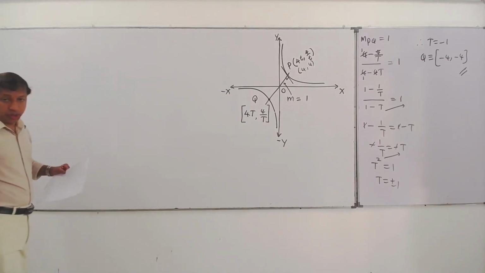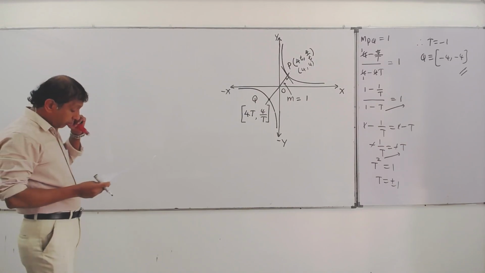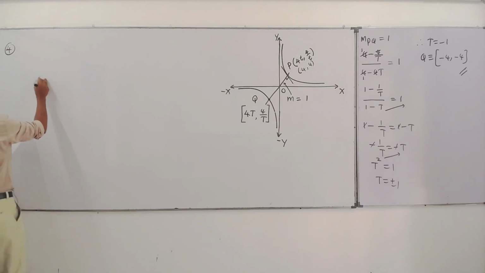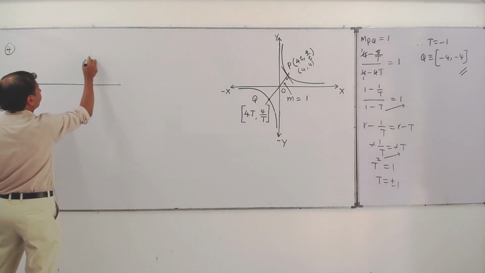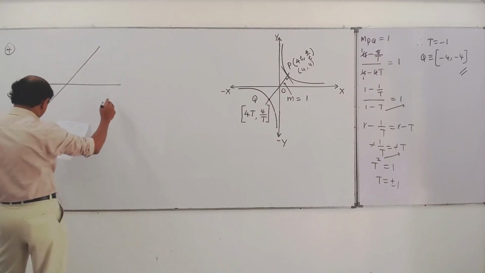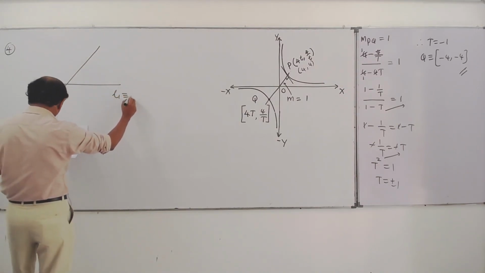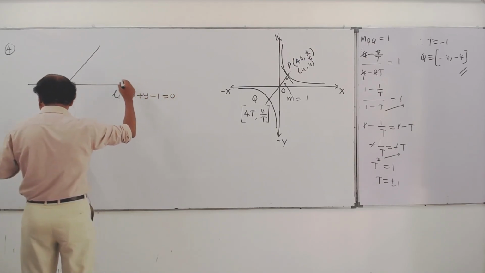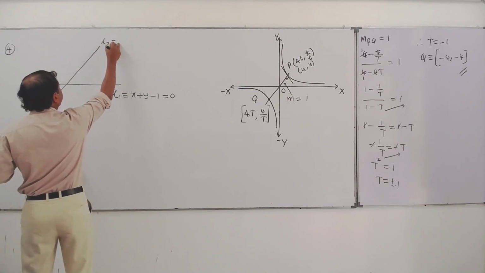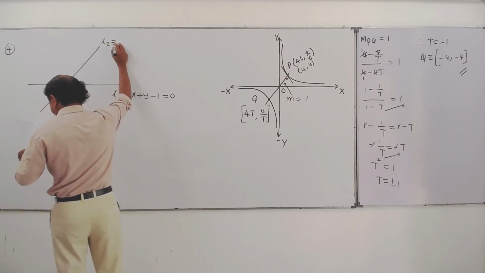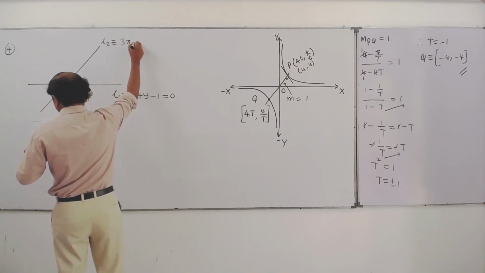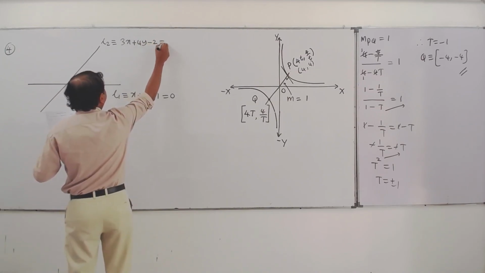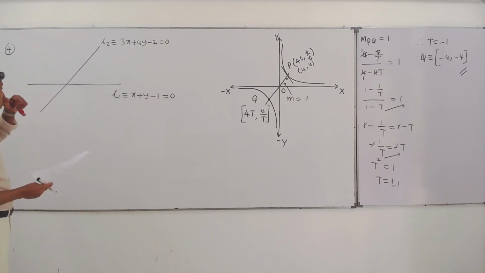Right. Question number 4. L1, L2, two lines are given to us. Suppose the two lines are: L1 line, x plus y minus 1 equals 0. L2 line, 3x plus 4y minus 2 equals 0. Right.